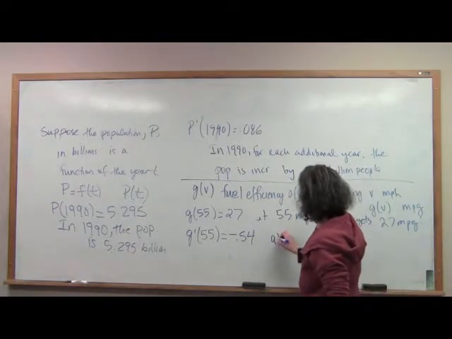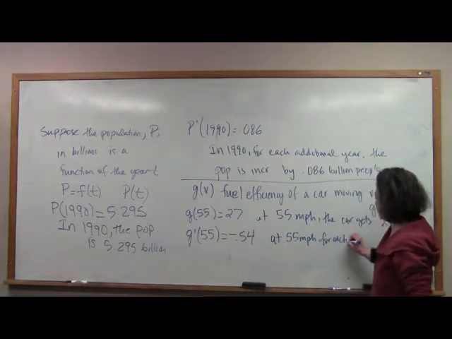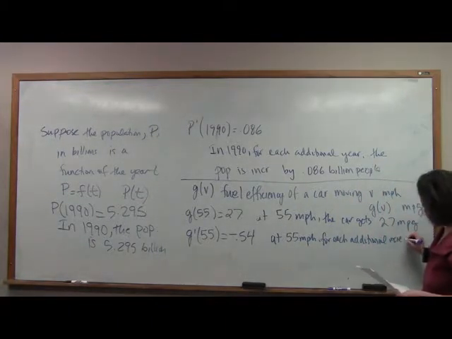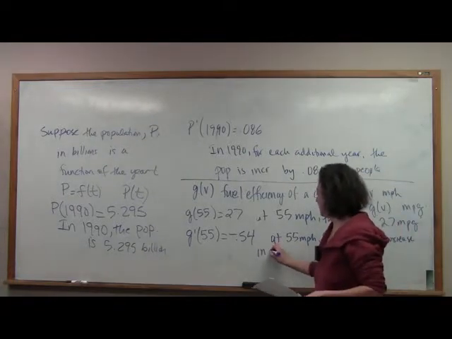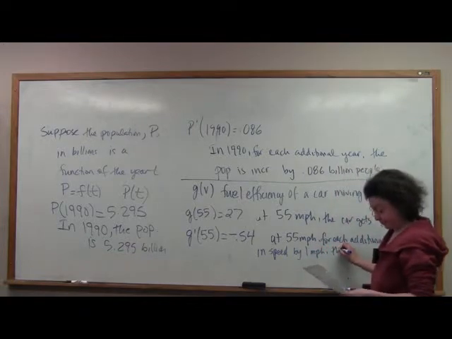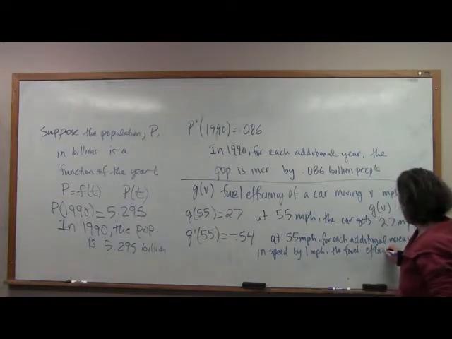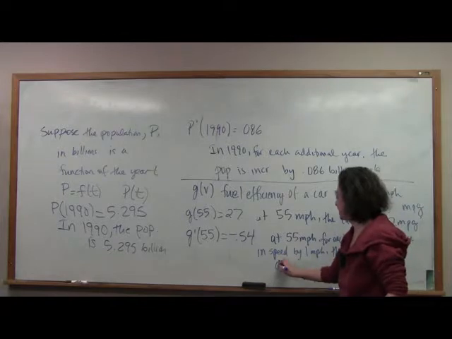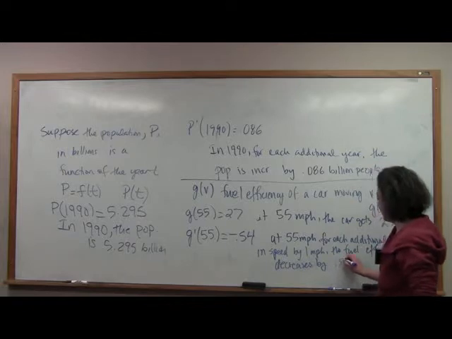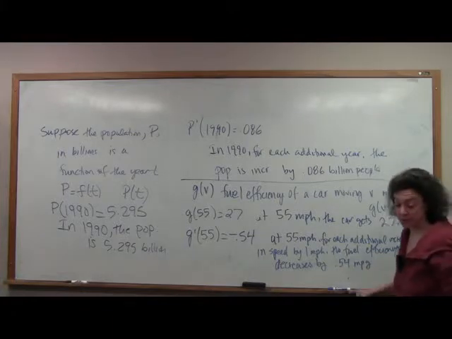So we could say something to the effect of: at 55 miles per hour, for each additional increase in speed by 1 mile per hour, the fuel efficiency decreases by 0.54 miles per gallon. Notice I don't write the negative because I've already taken into account the decrease.